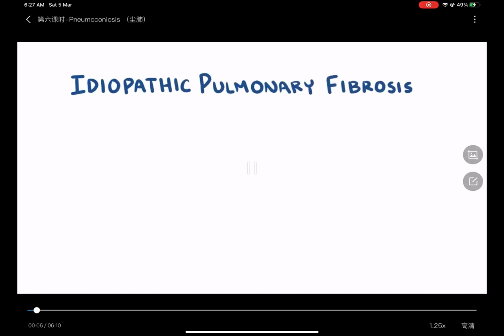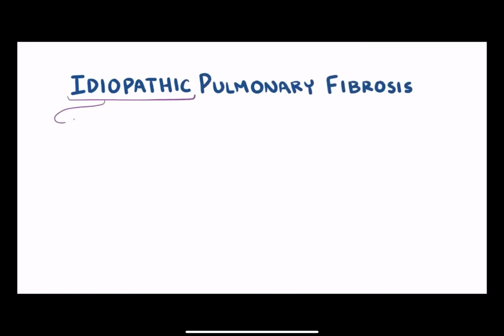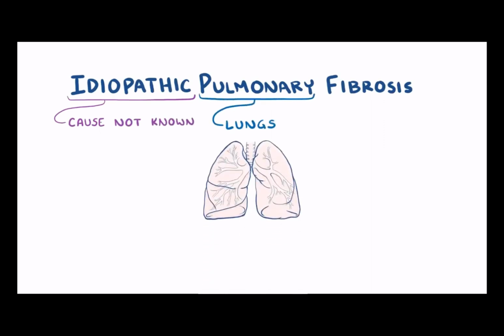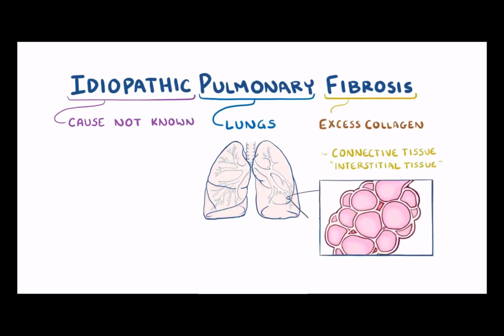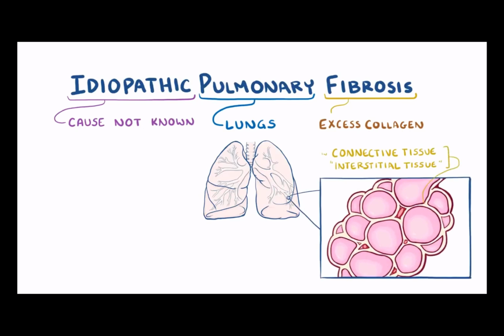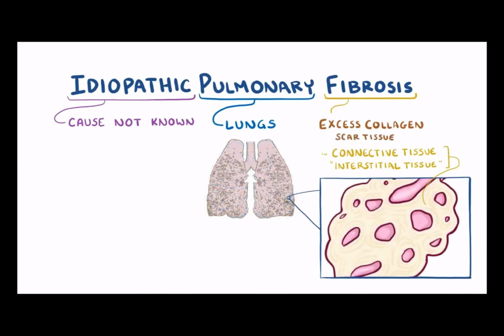Idiopathic pulmonary fibrosis can be broken down into idiopathic, which means a disease without a known cause or mechanism, pulmonary, which refers to the lungs, and fibrosis, which refers to excess collagen in connective tissue or interstitial tissue between cells, usually after tissue damage. So, idiopathic pulmonary fibrosis is the ongoing repair process of having excess collagen or scar tissue in the interstitial tissue of the lung. What triggers the repair process is unknown, but it's a chronic process that leads to a progressive loss of lung tissue.